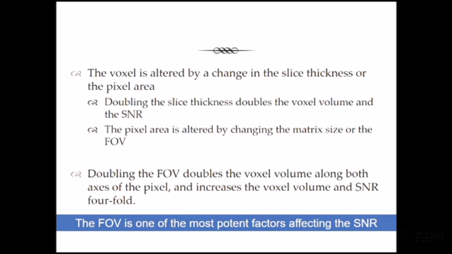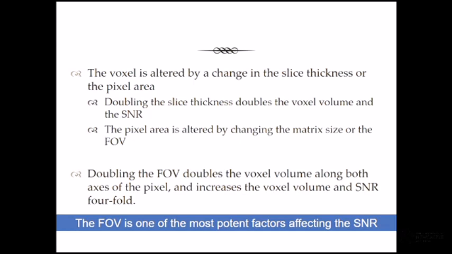Doubling the field of view doubles the pixel size along both axes and increases the voxel volume and SNR fourfold. Remember the example, 256 by 256, that's our field of view and that's our matrix, it's 1, but if we drop that matrix to 128, all our voxels now become 2 by 2, so a 4 times increase. We've gone from 1 squared millimetre to 4 squared millimetres for our pixel face. So scan field of view is one of the most potent factors affecting SNR.